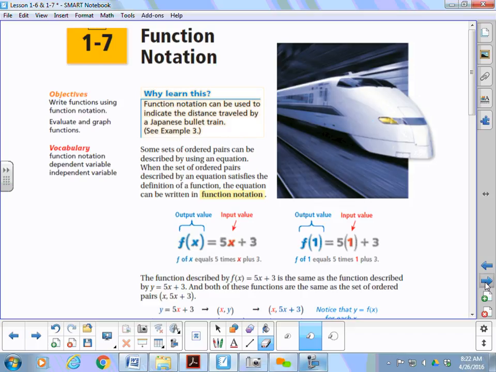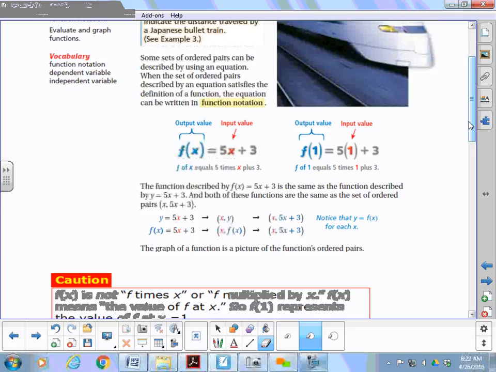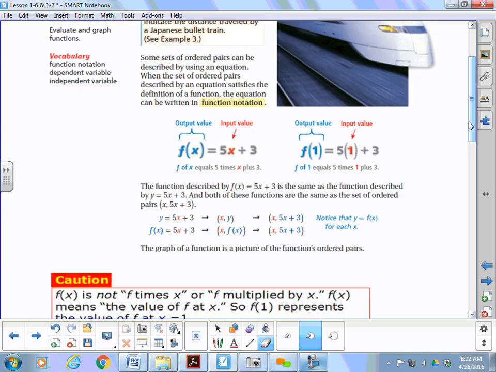We're going to be using functions a little bit then. Here we have function notation. Function notation is basically no different than anything you've seen before. You've done this before. Here we've got f of x equals 5x plus 3, and we read that as f of x. That's not f times x. It's f of x. And basically the f of x just replaces y. So we could think of that as y equals also.